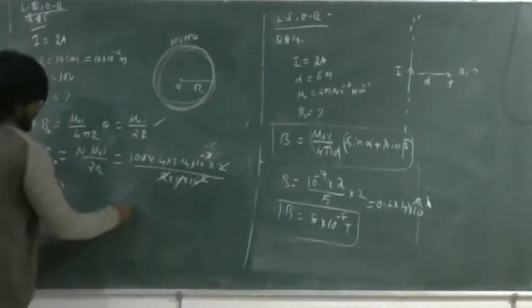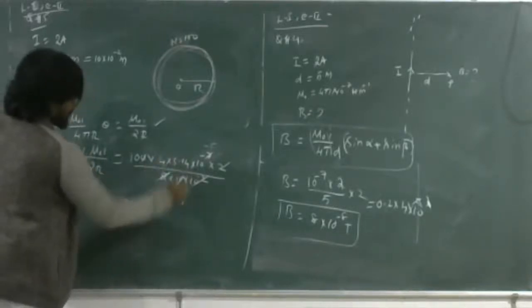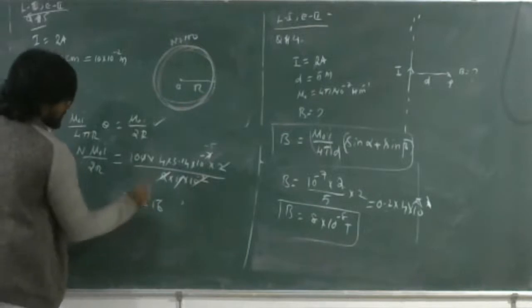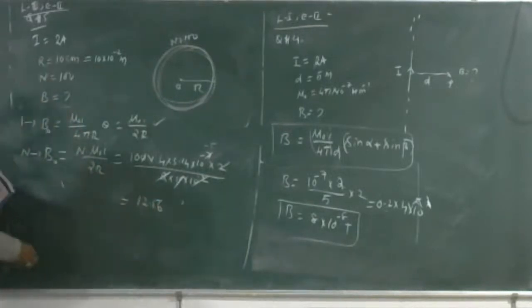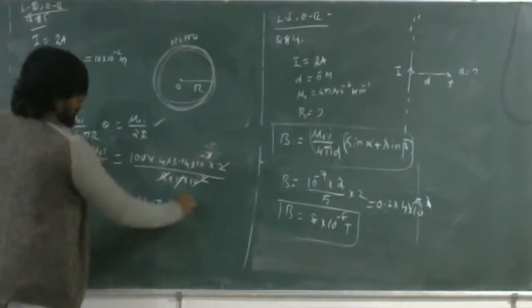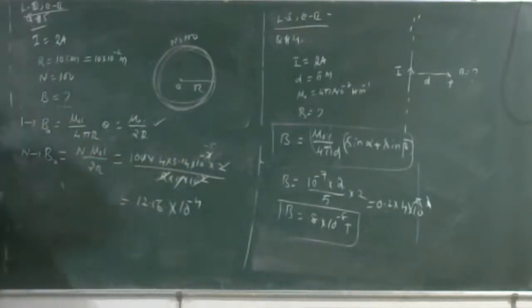4 fours 16, 4 ones 4, 1 5. 4 threes 12. So what is this? Two decimals: 12.56 into 10 to the power minus 5. Here 1, 10 power plus 1, so it becomes 10 power minus 4. So 12.56 into 10 power minus 4.